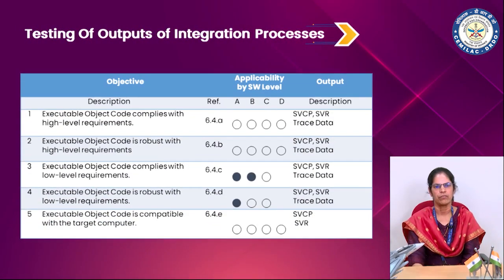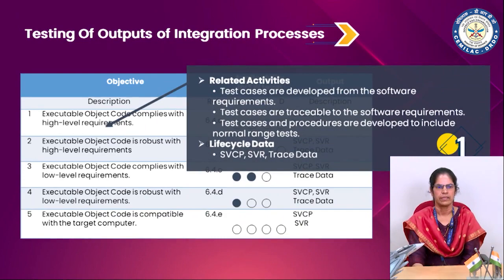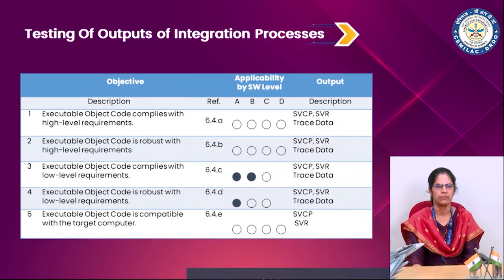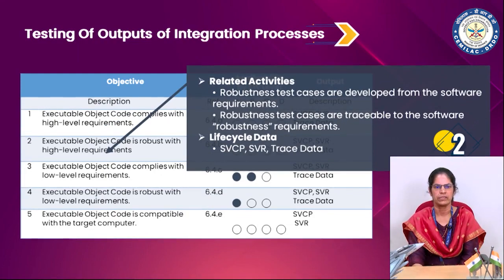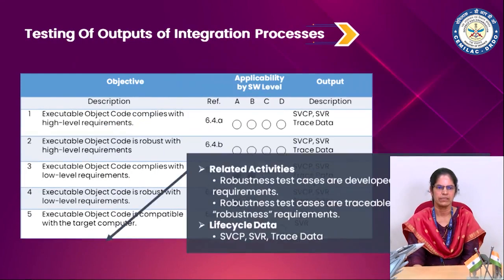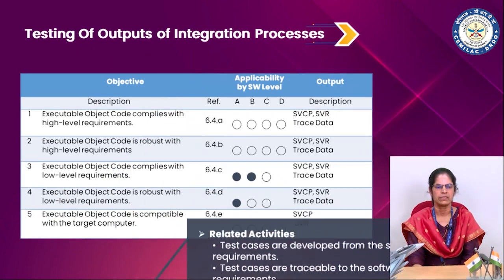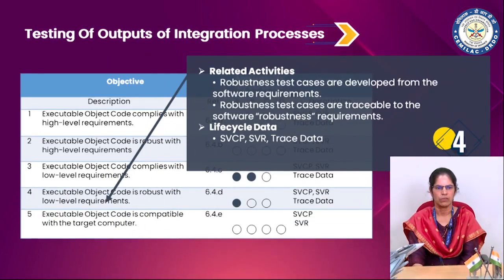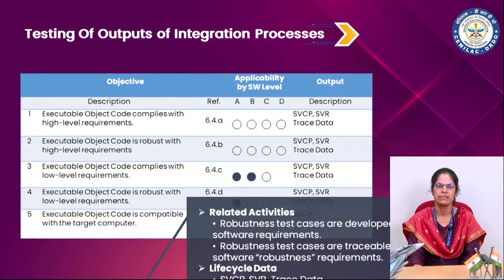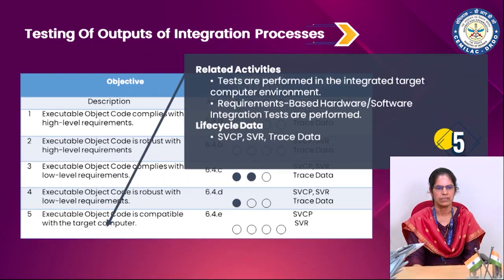The objectives of testing of outputs of the integration process include: executable object code complies with the high-level requirements, executable object code is robust with the high-level requirements, executable object code complies with the low-level requirements, executable object code is robust with the low-level requirements, and executable object code is compatible with the target computer.